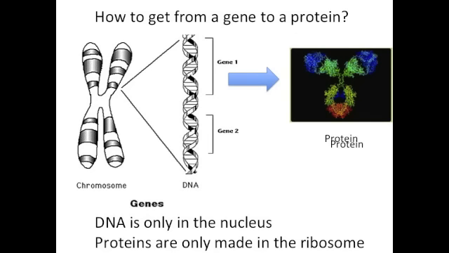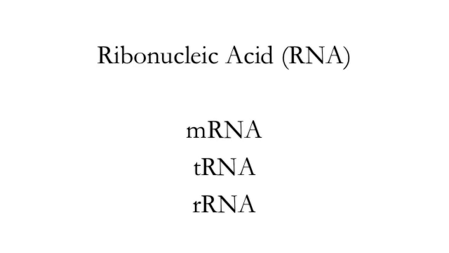So, how do we go from a gene to a protein? First off, DNA is only found in the nucleus, and proteins are only made outside the nucleus on the ribosomes, which are located in the cytoplasm. Houston, I think we might have a problem. A molecular cousin of DNA, called RNA, or ribonucleic acid, is used to carry these messages. And today we're going to meet 3 different types of RNA during the protein synthesis process.